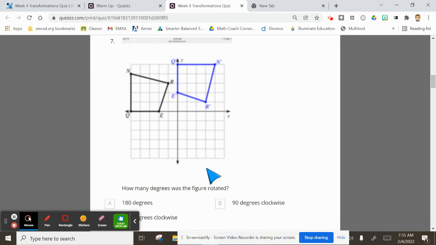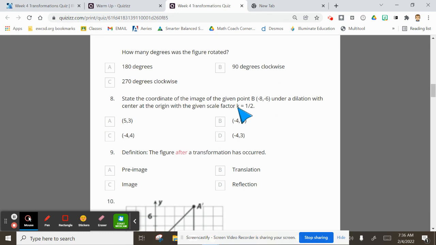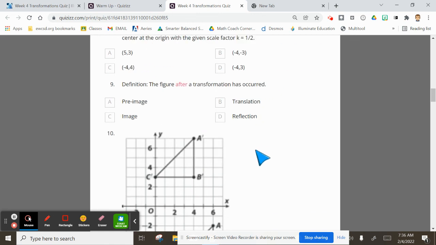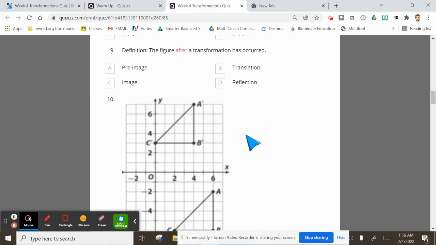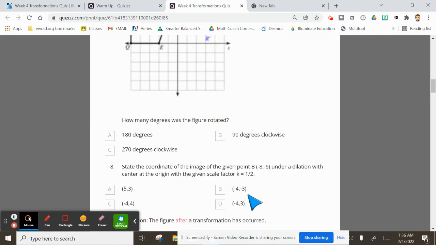Now, which one's the first figure? Which one's the pre-image? You can tell there's no apostrophes here. And then which one's now the image? That's the image, the blue one, okay? So how did it get from here to here? Look at your answer choices, do the best you can. All right, scale factor, you know what that means, all right? Scale factor, that's what you're going to change this coordinate under this factor. Shouldn't be too tough. The figure after a transformation has occurred. Hopefully you were listening to me, okay? Pre-image, image.